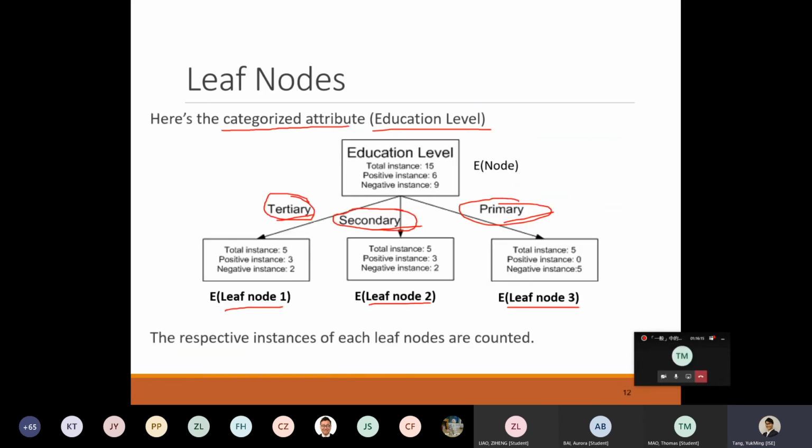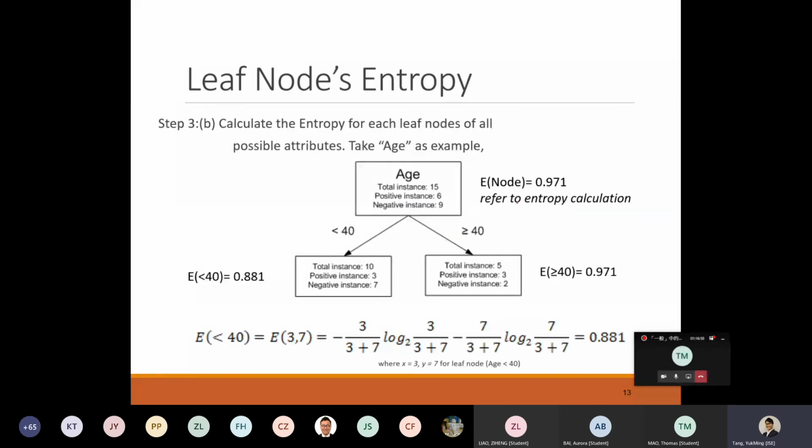Going back here, for the tertiary education level, we have 5 customers: 3 positive instances and 2 negative instances. Similarly, for the secondary education level, we have 5 customers: 3 positive and 2 negative. And finally, for the primary education level, there are 5 customers, and 0 of them are positive and 5 of them are negative. So this is the example of the categorized attributes.